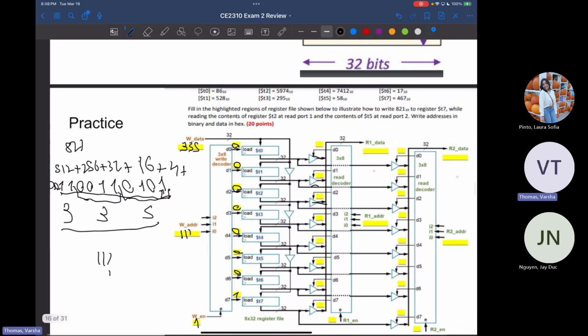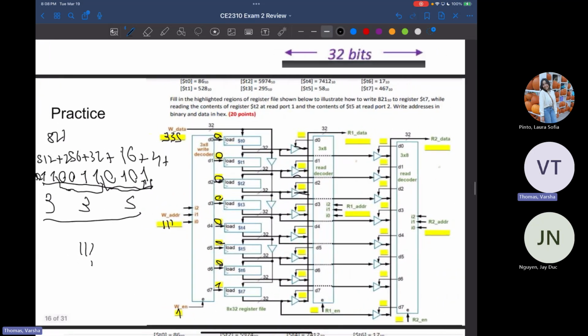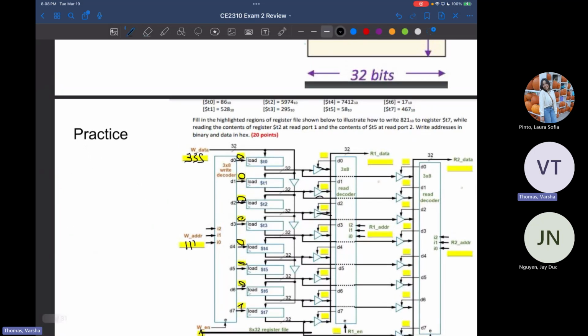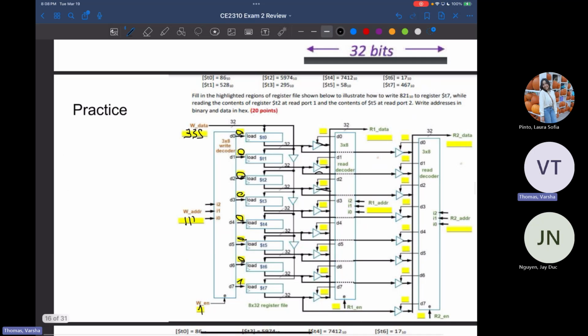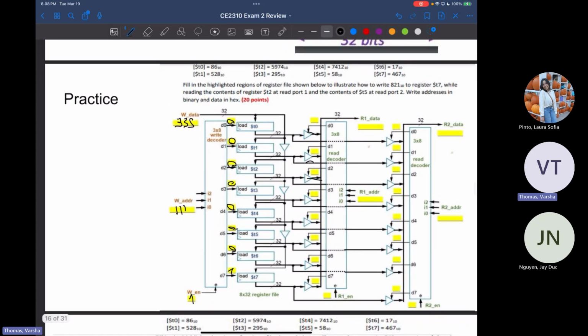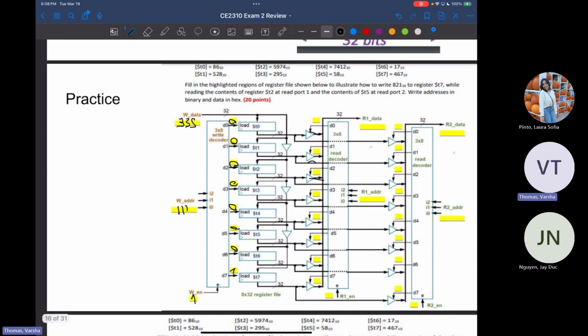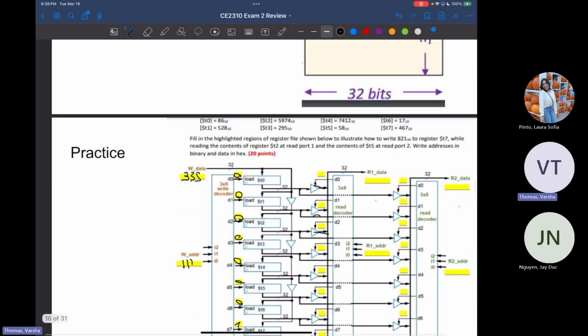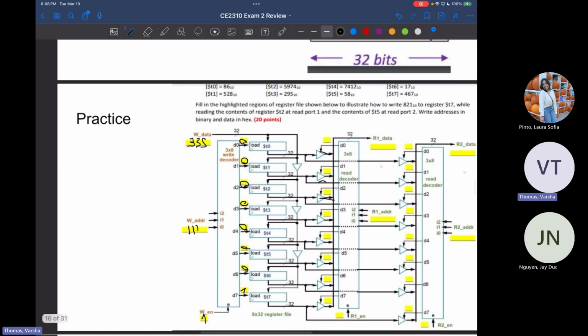And let's look at what else we're doing. We're reading the contents. Let me just erase this to do the rest. We're reading the contents of T2 at read port 1, and we're reading the contents of T5 at read port 2. So let's start with read port 1, which is T2. We're reading T2, sorry.